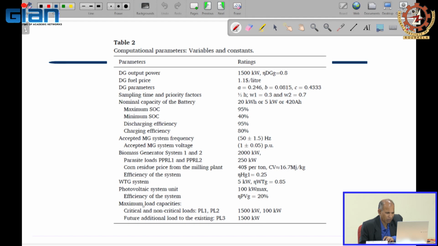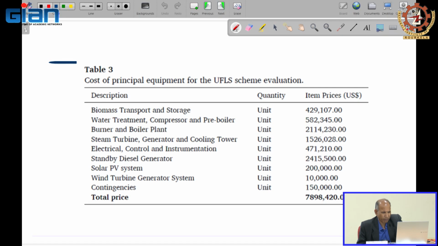The maximum load capacities, critical and non-critical loads, first and second: 1500 kilowatt, second load 100 kilowatt. Then it also considers in future an additional load to the existing PL3, so it considered the future load as well. So 1500 kilowatt, a significant future load is also considered.